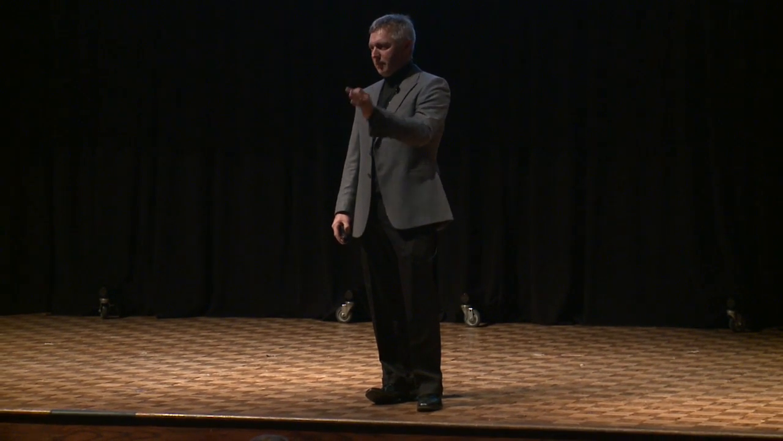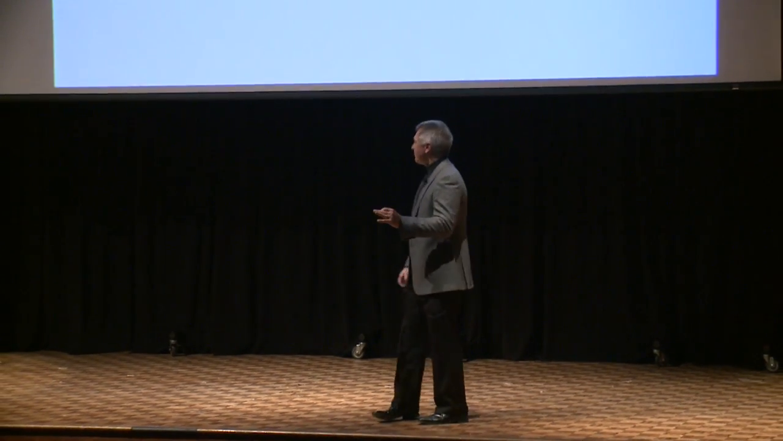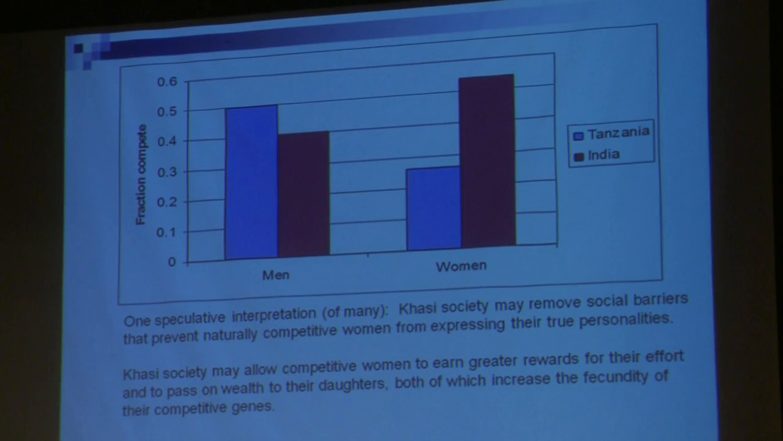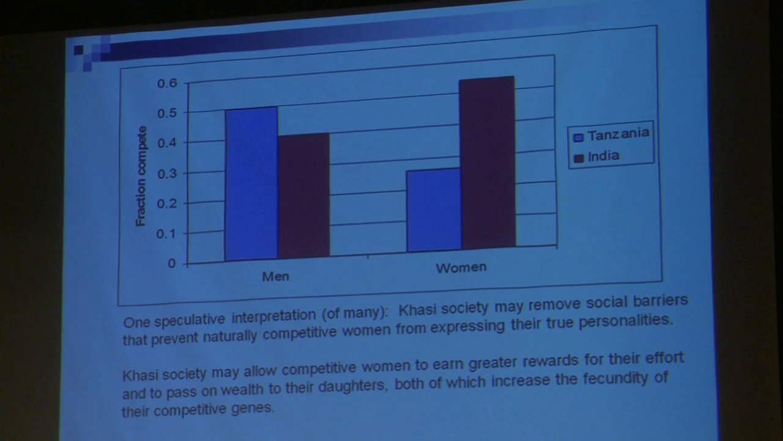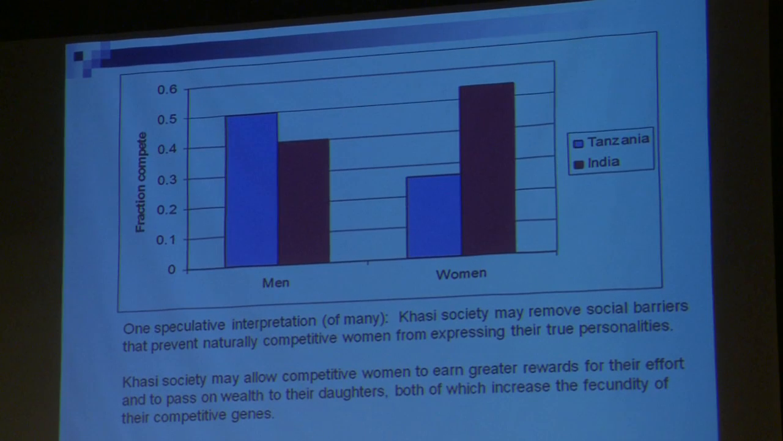We are told from the moment that we are born how we should behave. If women compete too much in our society, they're called something. If men don't compete enough, they're called something. This gives you a hint, I believe, at how important a role socialization can play. You could say, well, another speculative interpretation is that the Khasi society allows competitive women to earn greater rewards in the labor market. That's a very Chicago type of explanation. Then they can pass on their wealth to their daughters, and they're more likely to mate. I can't rule that out either.